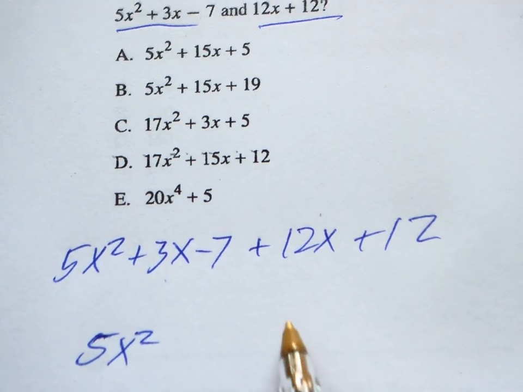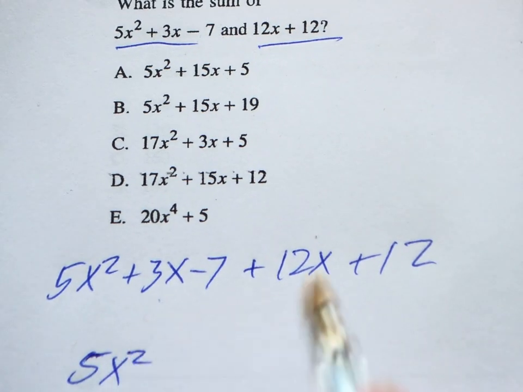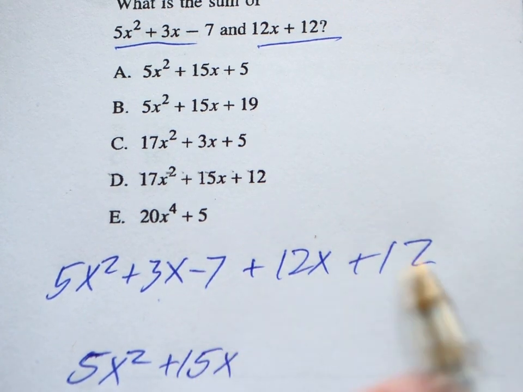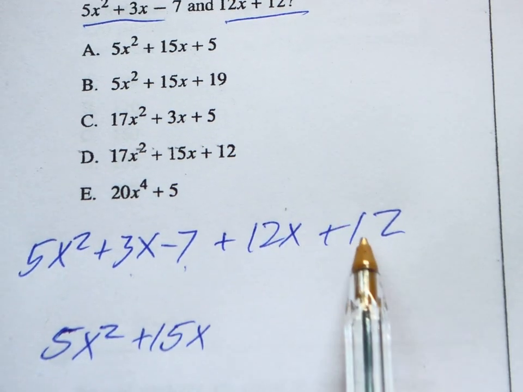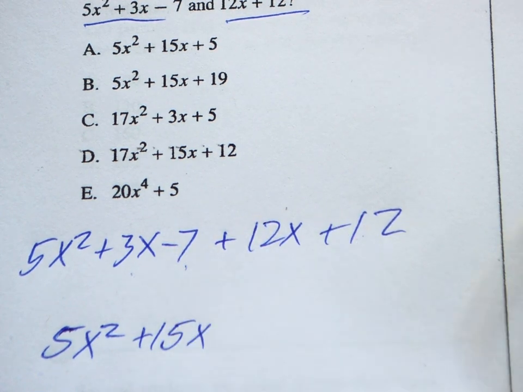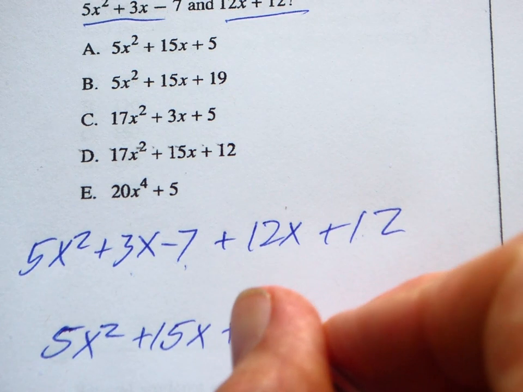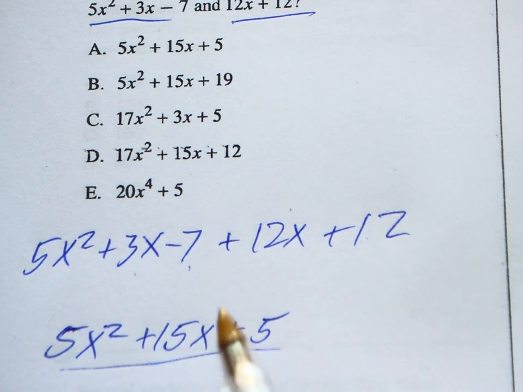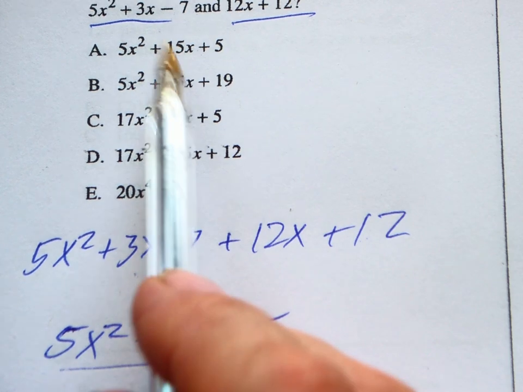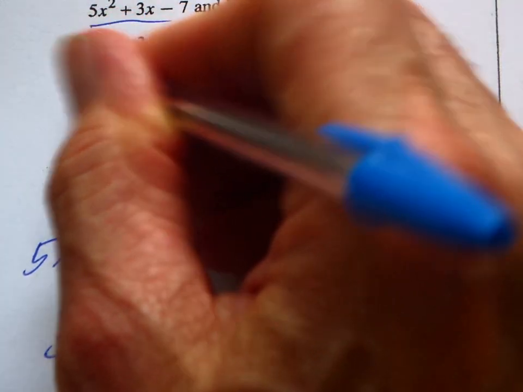12x. So we can put them together. 3x and 12x is 15x. And we've got a minus 7 and a plus 12. One's minus, one's plus. 12 minus 7 is 5. There we go. Is that there? I thought it was that one, but oh, nope. There's the first one, isn't it? A.